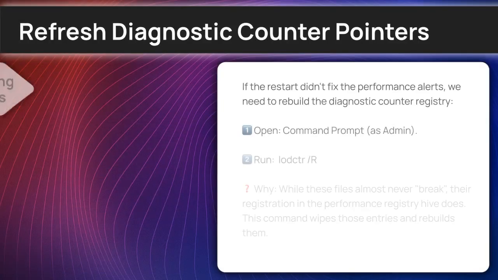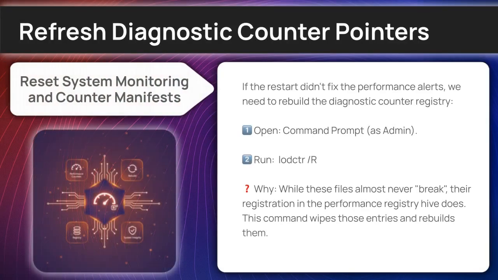If the software remains unresponsive after the reboot, we'll transition to manual environment synchronization. Feel free to pause the video during the sync process. If the restart didn't fix the performance alerts, we need to rebuild the diagnostic counter registry. First, open command prompt as admin. Second, you're going to type lodctr /r, then hit enter. Why are we doing this? Well, while these files almost never break, their registration in the performance registry hive does. This command wipes those entries and rebuilds them.